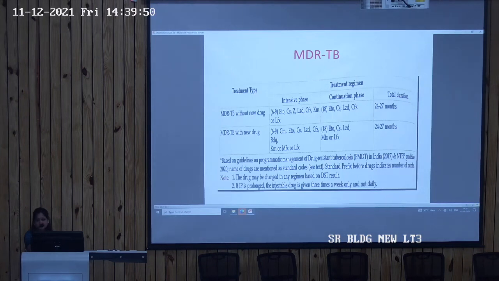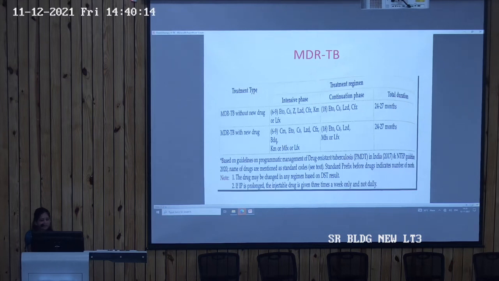Resistance to rifampicin and isoniazid is known as multi-drug resistant TB, or any other drug, but resistance to rifampicin and isoniazid is multi-drug resistant TB. And when it is also resistant to injectable or fluoroquinolone, then it is extensive drug resistant TB. So what is the regime here?